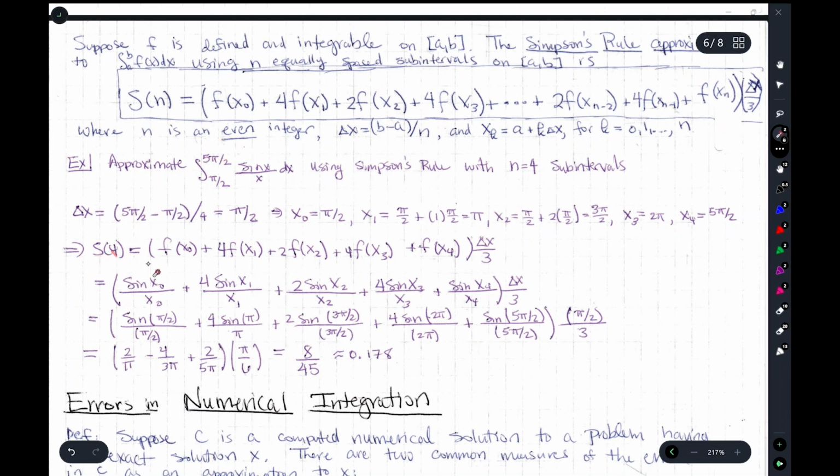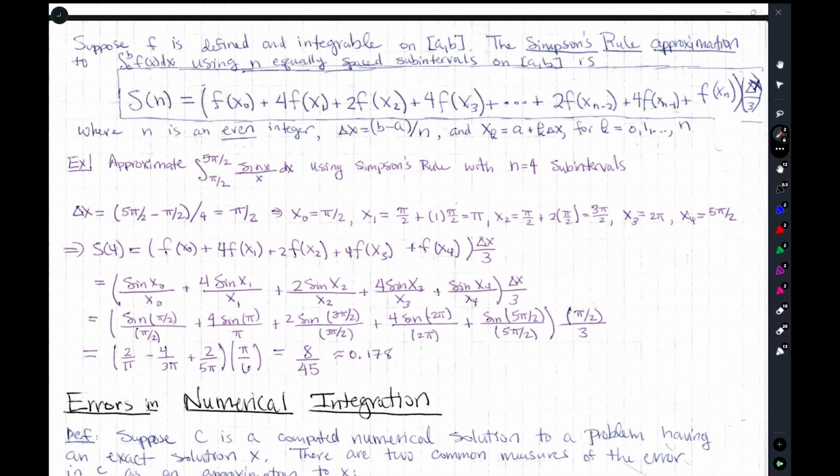Now we use the formula that we have above. We'll start with coefficient 1, then it becomes 4, 2, 4, and then 1. You'll always have an ending of 4 and then 1 if you chose an even integer. You just keep alternating 4, 2, and then you should end with a 4, 1. And we evaluate the function, so we'll have sine x0 over x0, because that's the integrand, and we plug in the values that we computed for the different x's, and we end up with this value here. So that integral is approximately equal to 0.178.